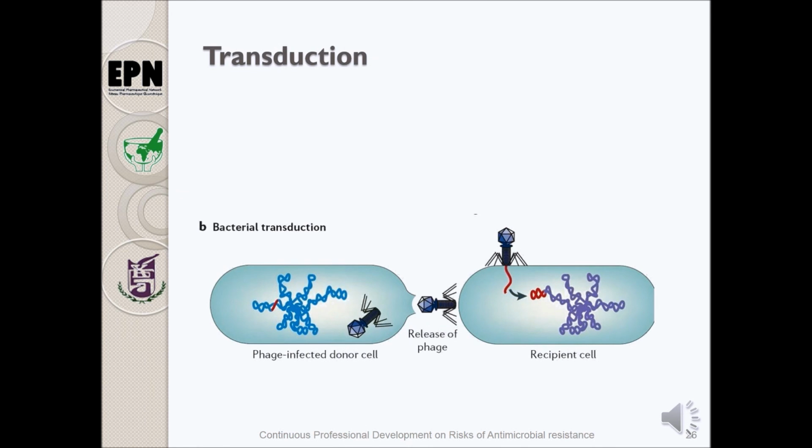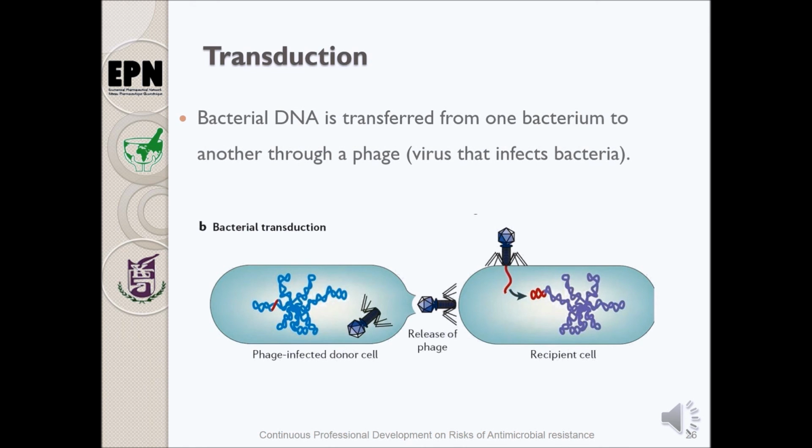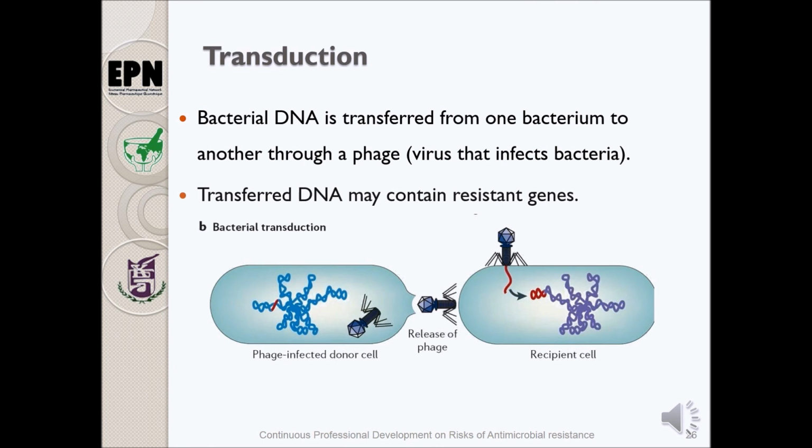For transduction, bacterial DNA is transferred from one bacterium to another inside a virus that infects bacteria. And these viruses are referred to as bacteriophages or phage. And the DNA that's transferred from one bacterium into another may contain resistant genes.